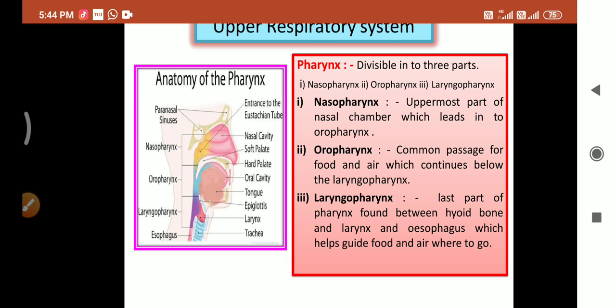Okay, if accidentally your food goes into the respiratory tract, it causes many diseases, your breath may even stop. So this is the very important role of laryngopharynx. Okay, so what is that? That is the last part of pharynx found between hyoid bone and larynx and esophagus, which helps guide food and air where to go. Okay, so I hope this slide is clear to you.